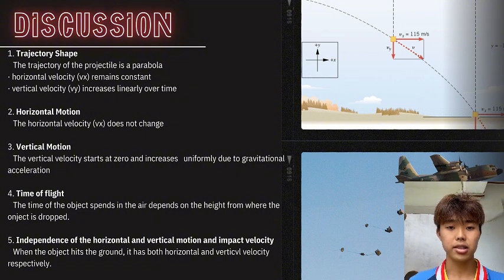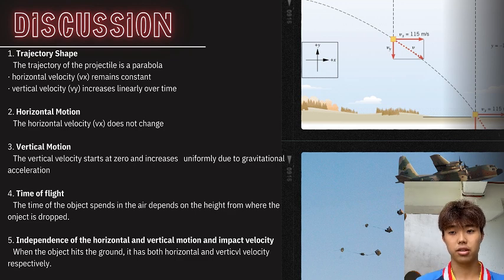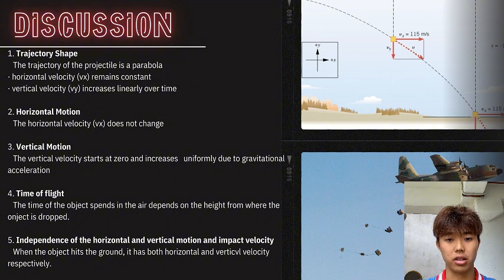The second question is, what is the horizontal motion for this projectile? The answer is, the horizontal velocity for this projectile does not change. The third question is, explain the vertical motion for this projectile. The vertical velocity starts at 0 and increases uniformly due to gravitational acceleration.